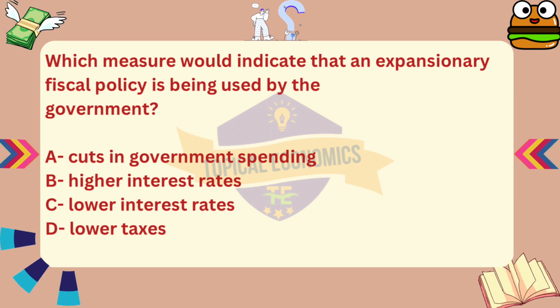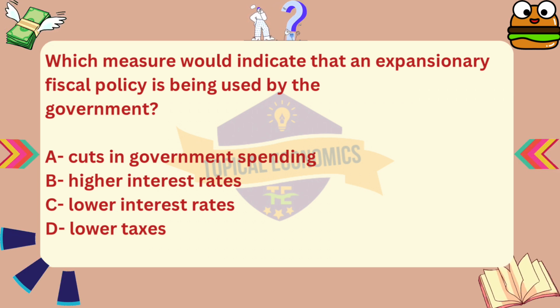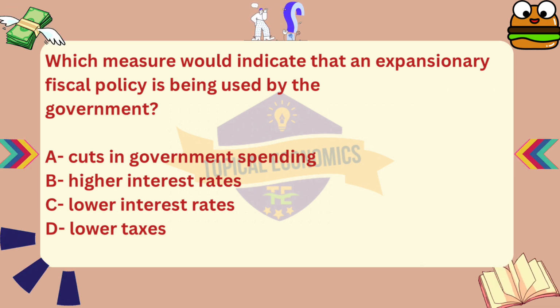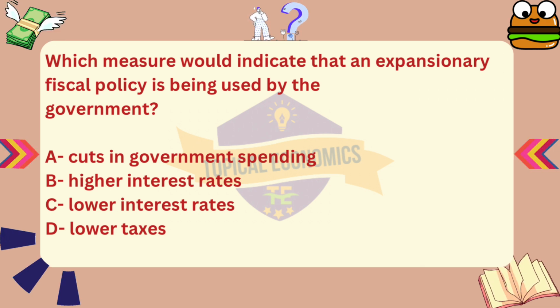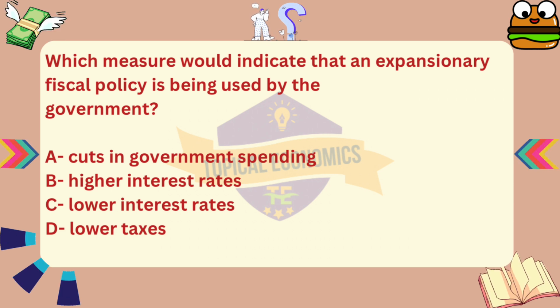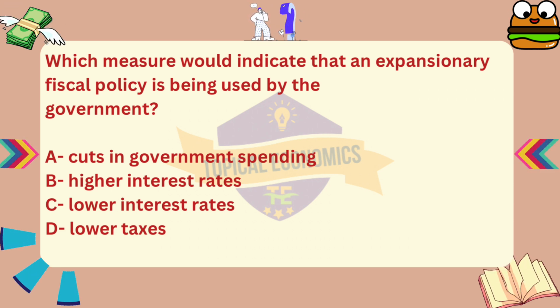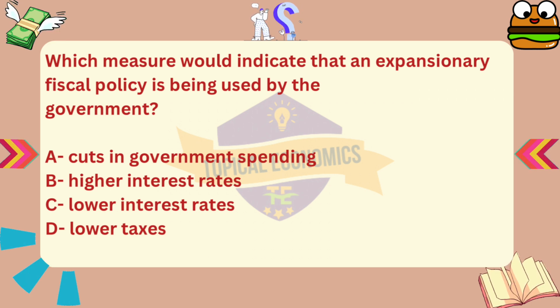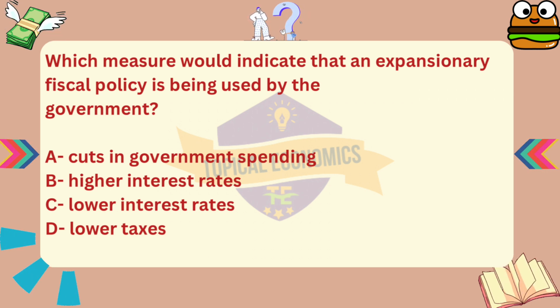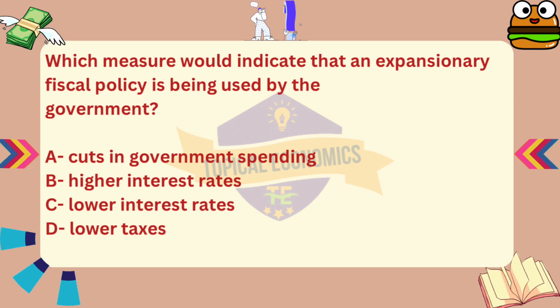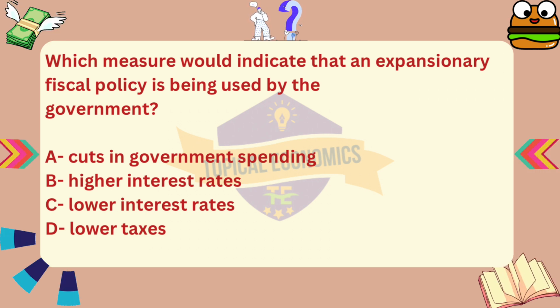Analyzing the other options. Option A. Cuts in government spending would be a contractionary fiscal policy designed to reduce demand in the economy and control inflation, not an expansionary policy. Next, option B. Higher interest rates would be a contractionary monetary policy measure, typically used to reduce inflation by making borrowing more expensive, which reduces spending and investment.